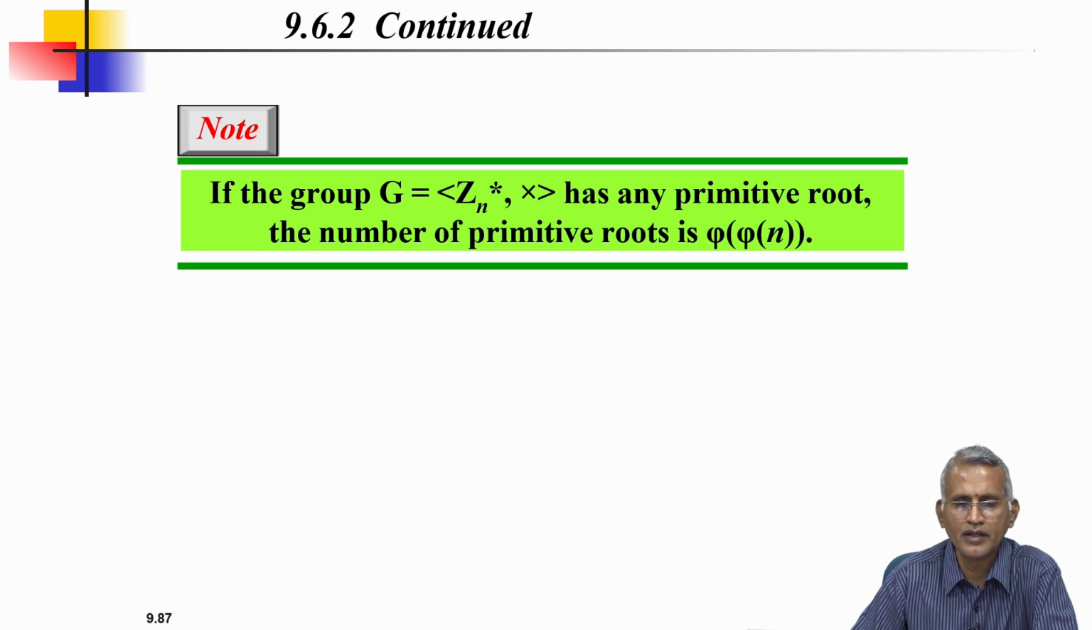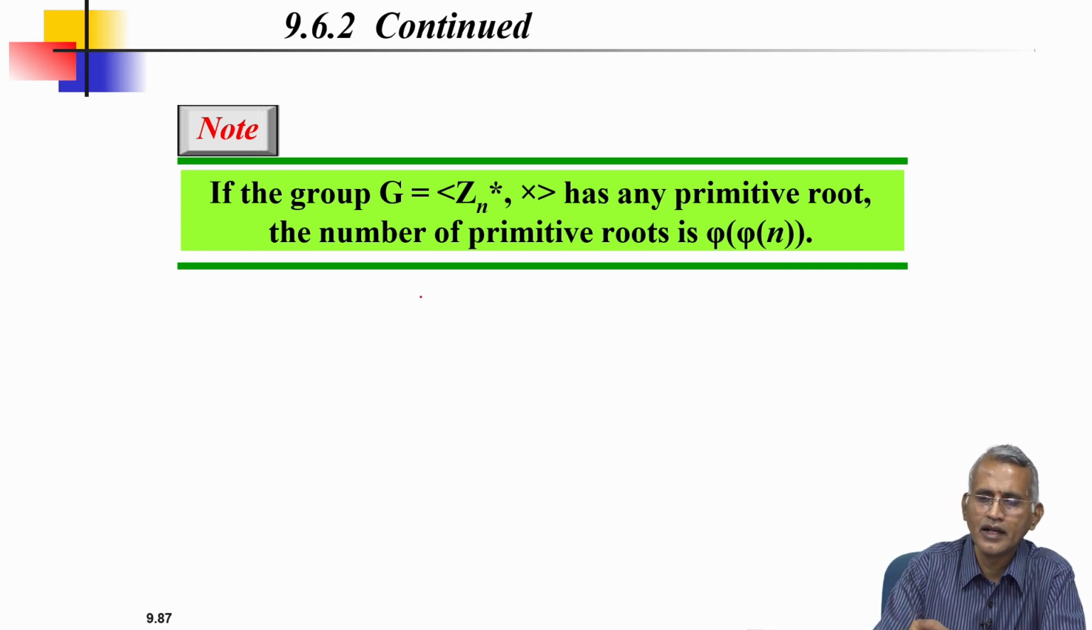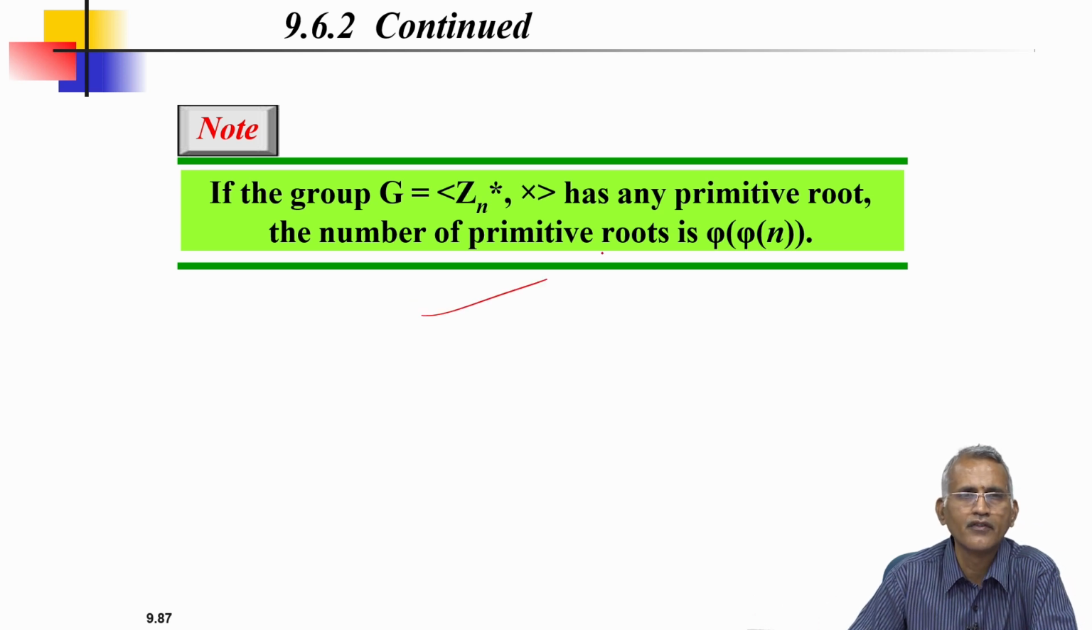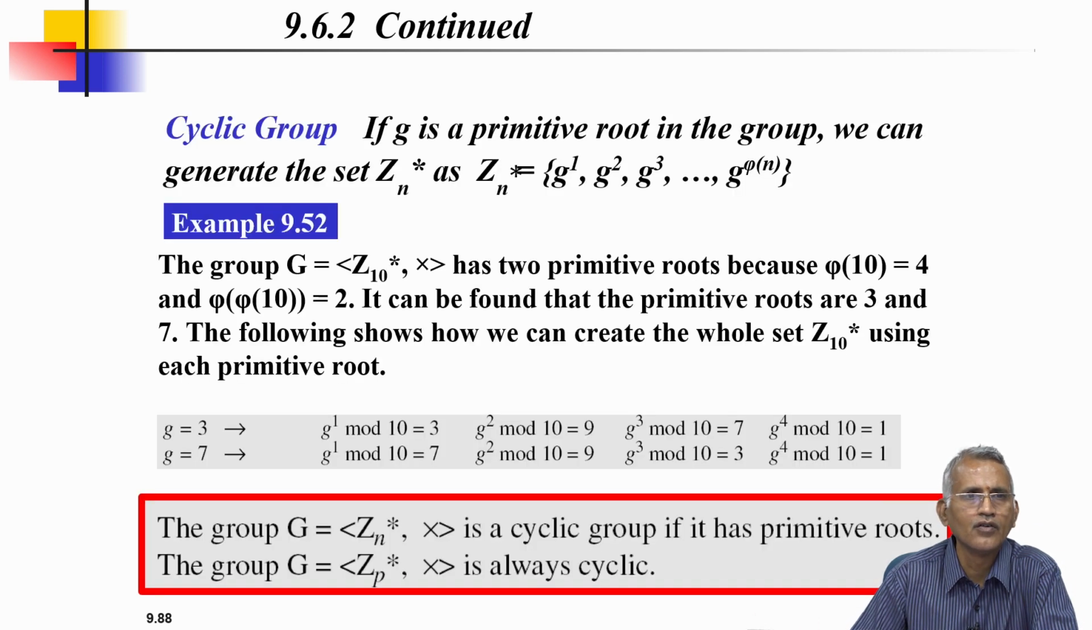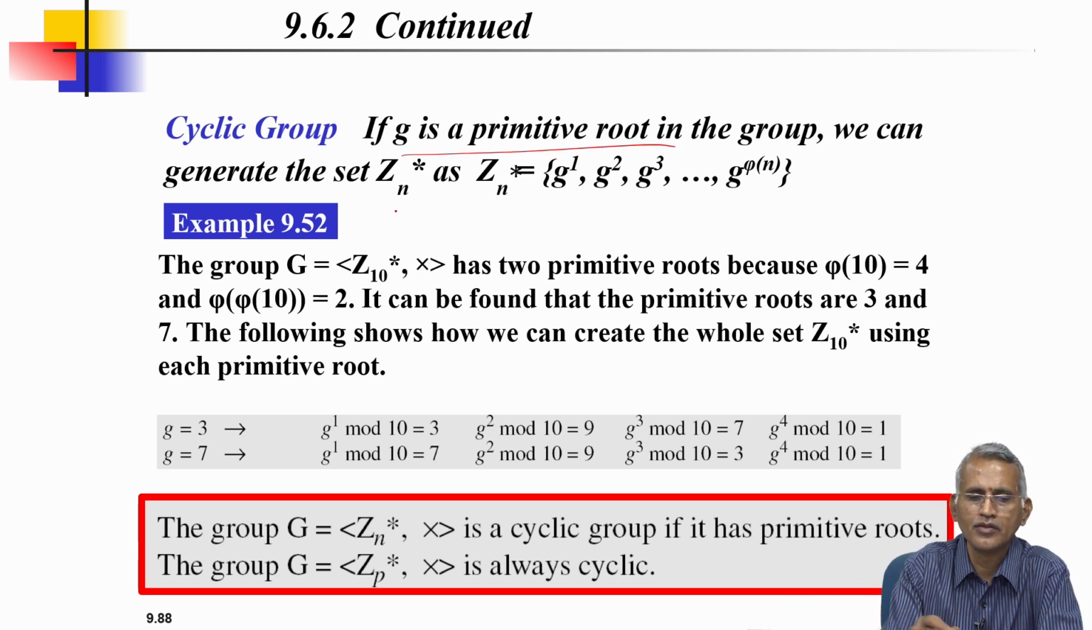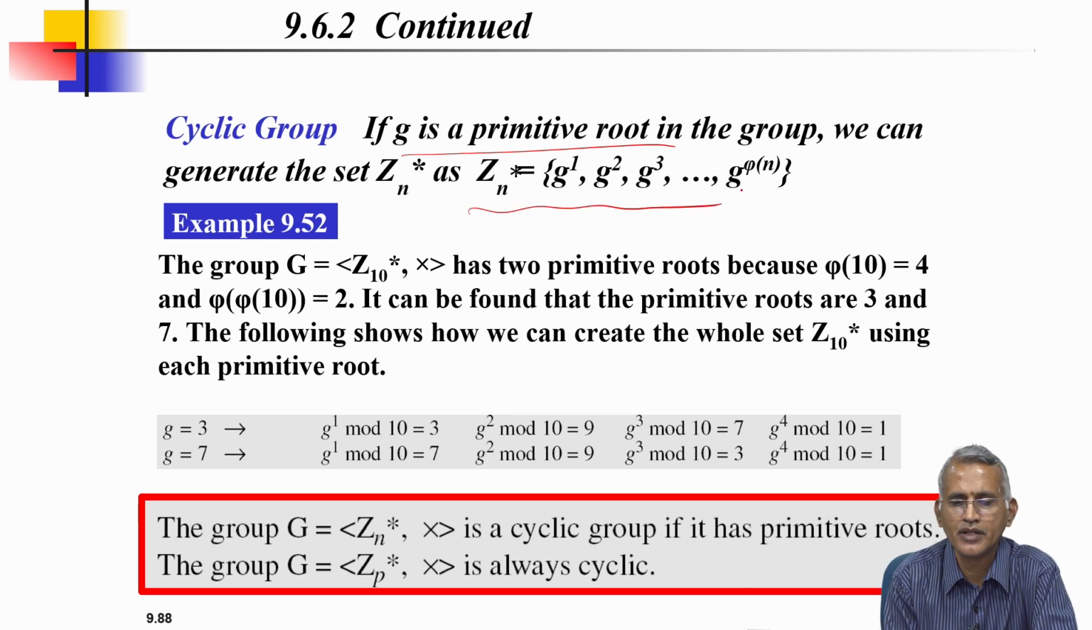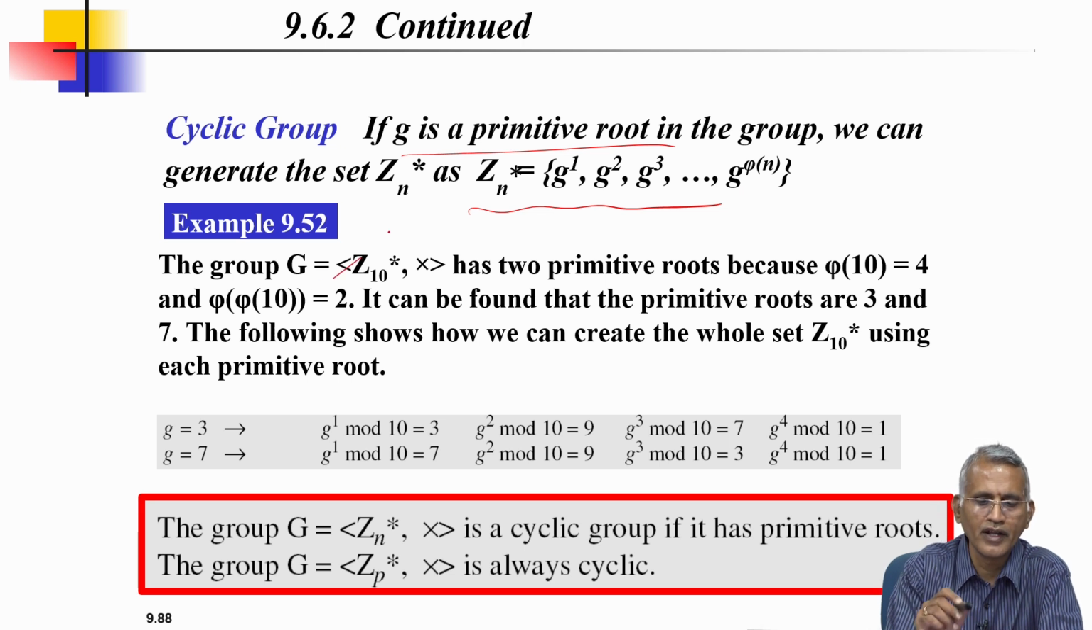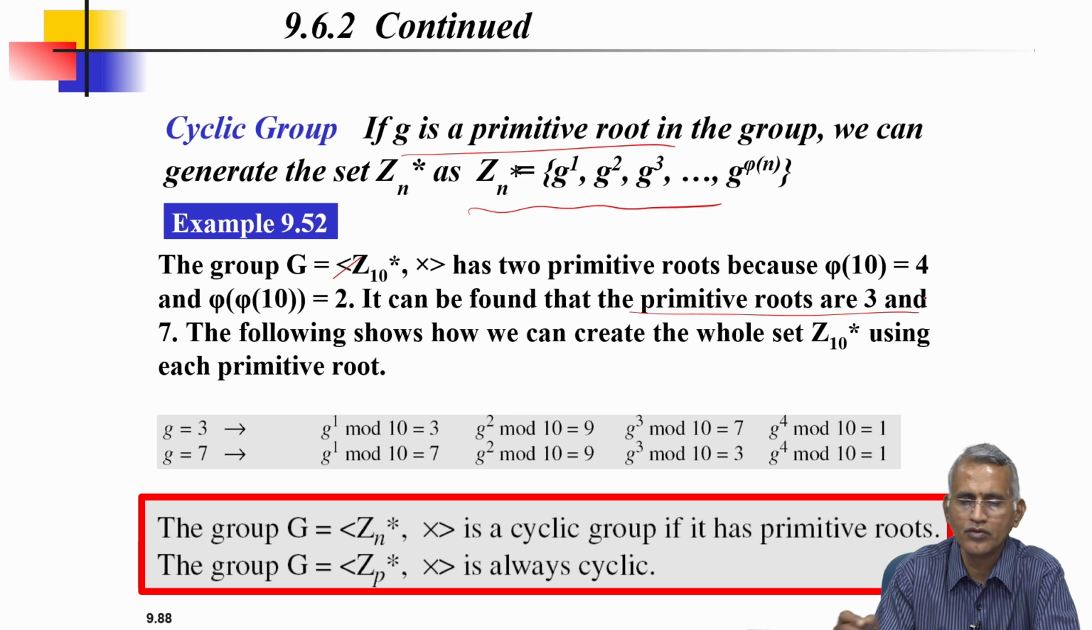So, in this group, if the integers modulo n have any primitive root, the number of primitive roots is phi of phi of n. Now, we have a cyclic group. If g is a primitive root in this group, it has the generators g^1, g^2 and so on up to g^phi(n). So, it has primitive roots because phi of 10 equals 4 and phi of 4 equals 2. Therefore, the number of primitive roots of 10 is 2.